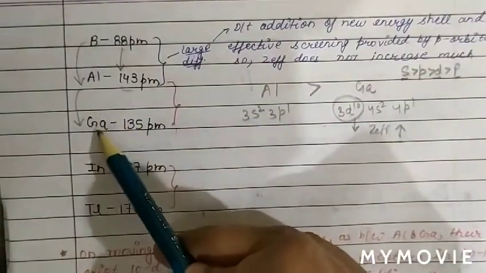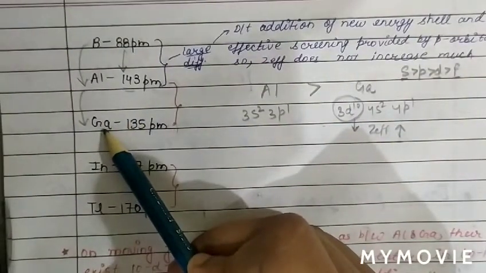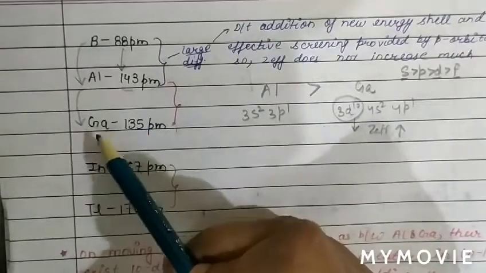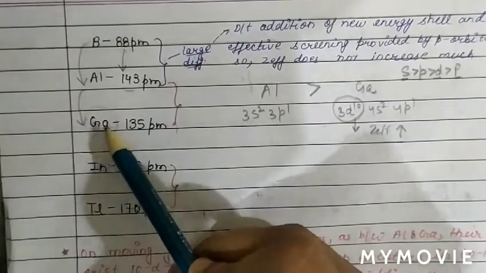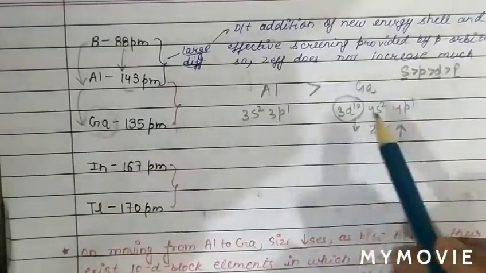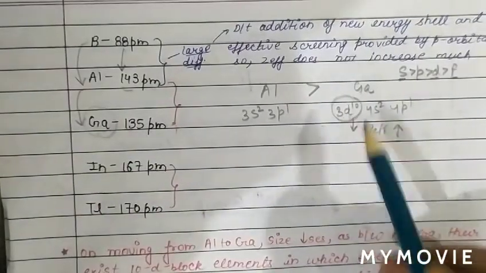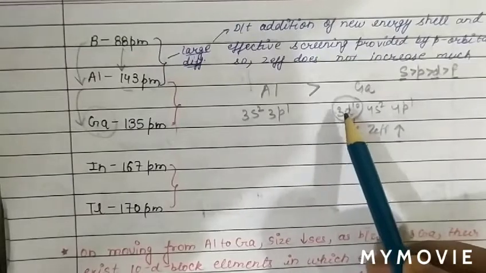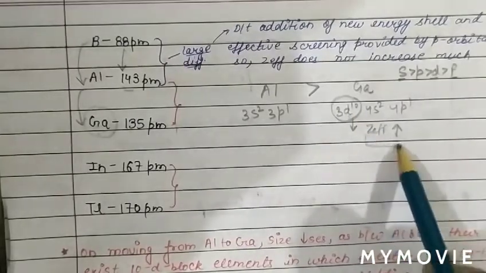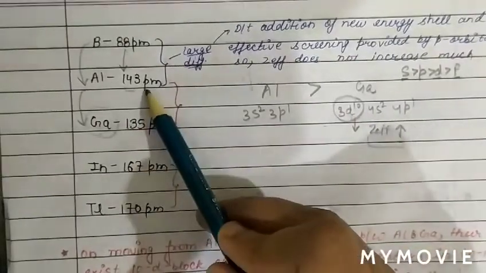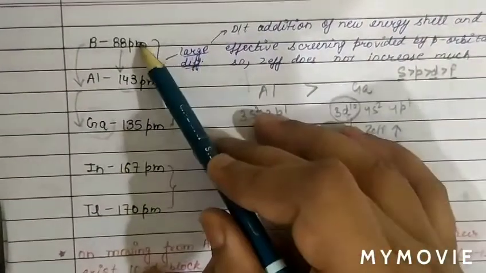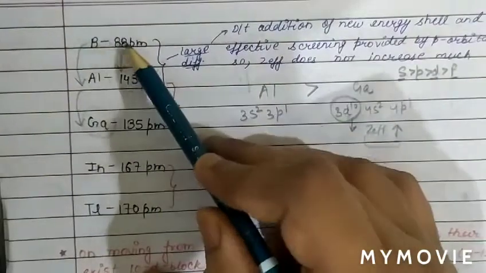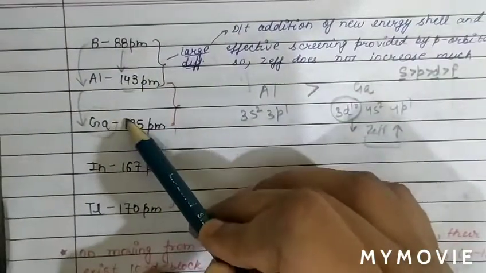Hence the size of gallium decreases from aluminium, because of the presence of 3d electrons, 10 electrons in the 3d orbital, and d orbitals have poor shielding effect. Due to poor shielding effect of 10 d electrons, effective nuclear charge increases, hence size decreases from aluminium to gallium. So basically there is a large difference in the size of boron and aluminium. First size increases, then size decreases.